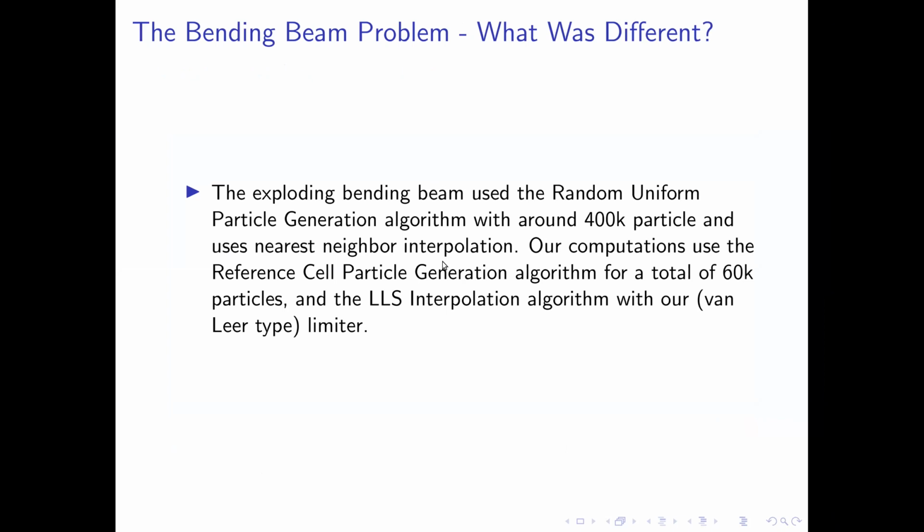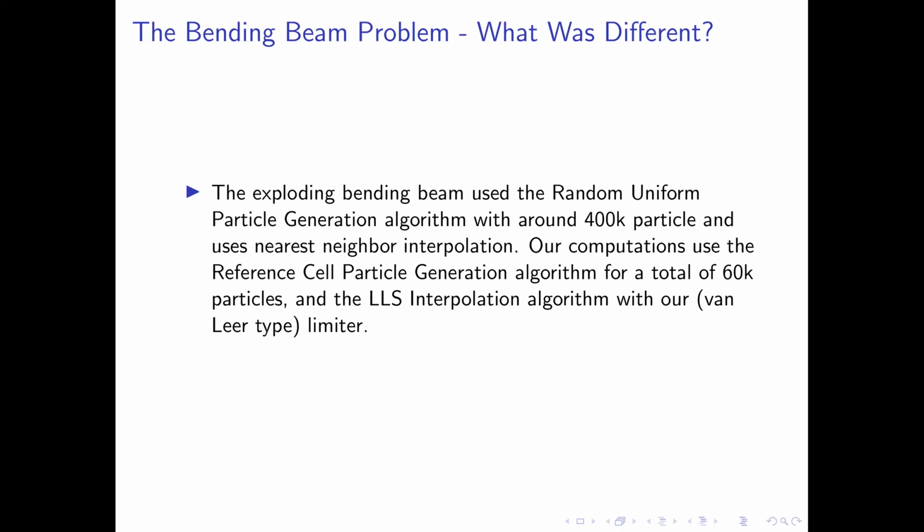So this is, I asked Mack this morning just to double check. Here's the difference between what's in the particle version of the benchmark folder in the master branch of Aspect. It uses the random uniform particle generation algorithm, which can put no particles in a cell. And then you have to use your cell particle generator. It has around 400,000 particles, and it uses nearest neighbor interpolation.